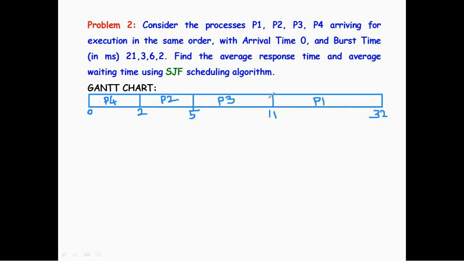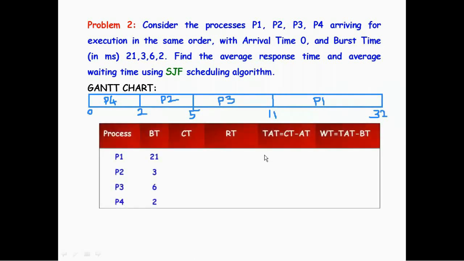This is the Gantt chart representation for the given problem. Now we need to find average response time and average waiting time using SJF algorithm. In this table, the given processes were taken P1, P2, P3, P4. Then their corresponding burst times are also noted: 21, 3, 6 and 2. We need to find completion time. From the Gantt chart, let us find the completion time.